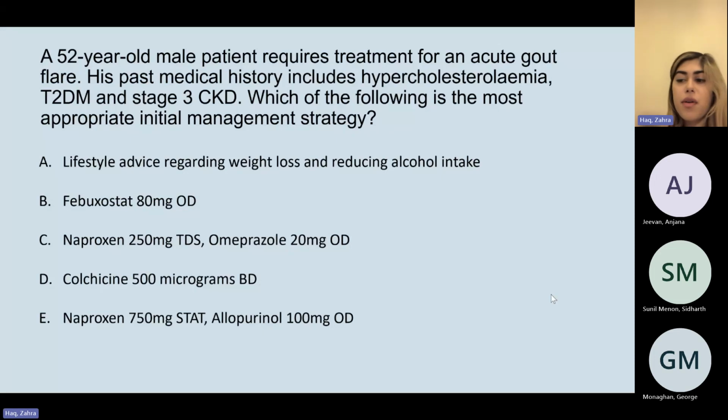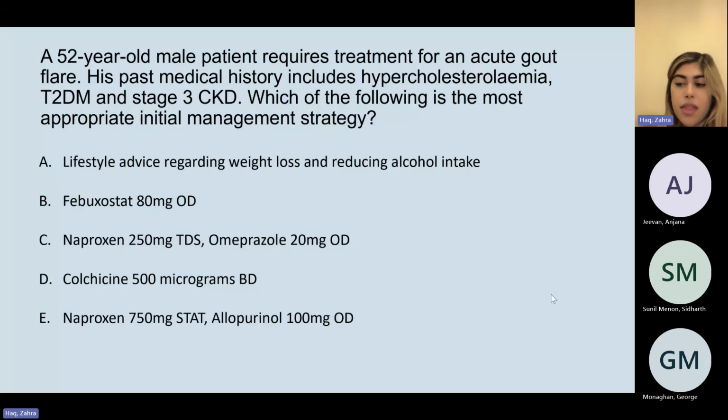Okay, so I'm going to be moving on to the first SBA question of rheumatology. A 52-year-old male presents, and the patient requires treatment for an acute gout flare. His past medical history includes hypercholesterolemia, type 2 diabetes mellitus, and stage 3 chronic kidney disease. Which of the following is the most appropriate initial management strategy?